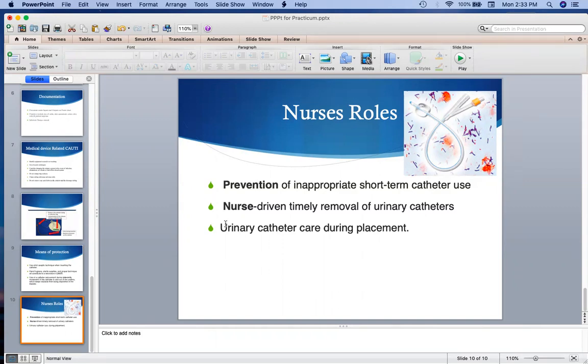So my first point was prevention is the main key to avoidance. We need more protocols that would encourage or promote more compliance. And one of the major points of protocols is prevention of inappropriate short-term catheter use. Sometimes we do have patients that are demented, or sometimes even in acute confusion. And this is from a personal experience.